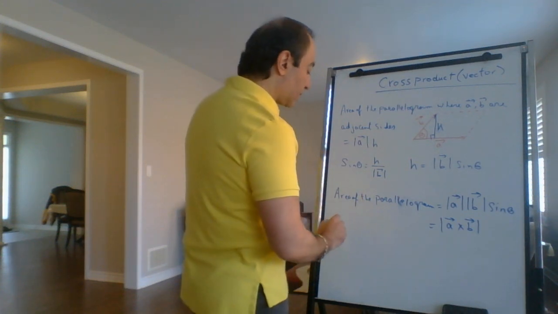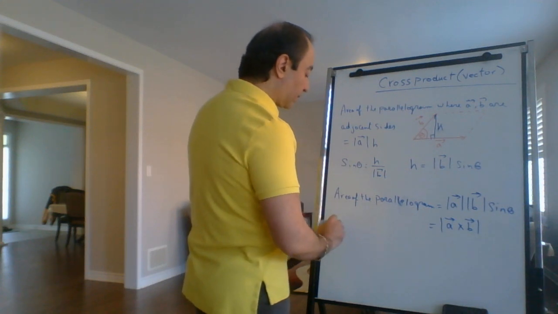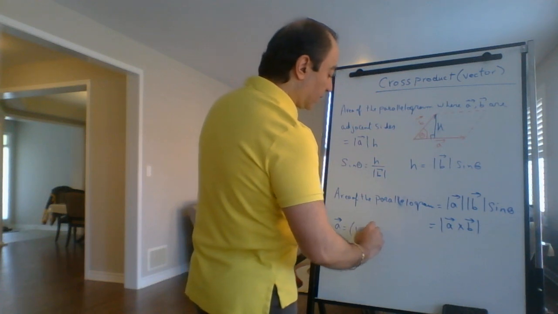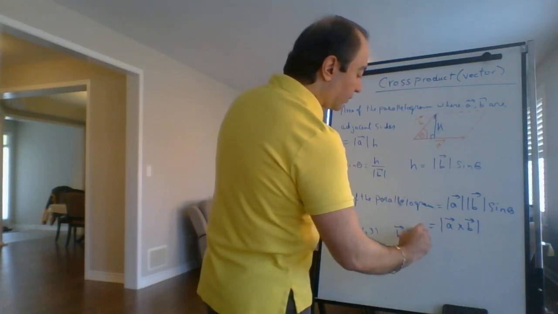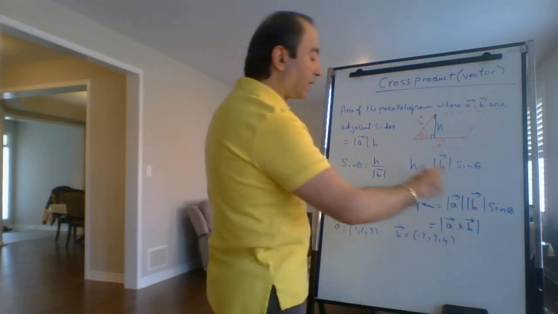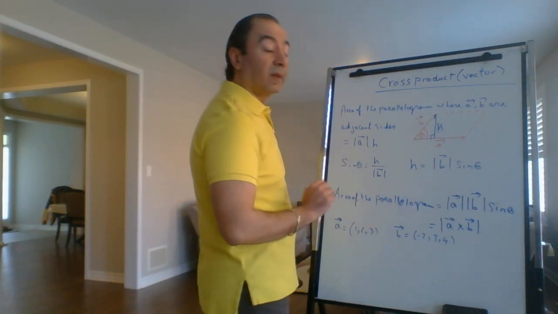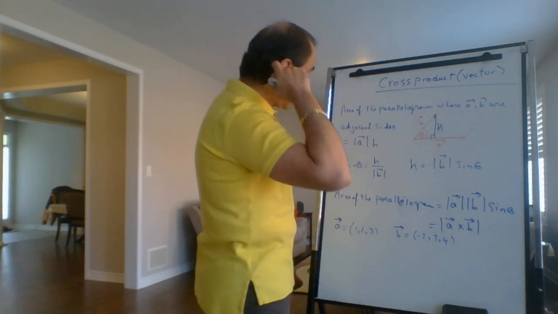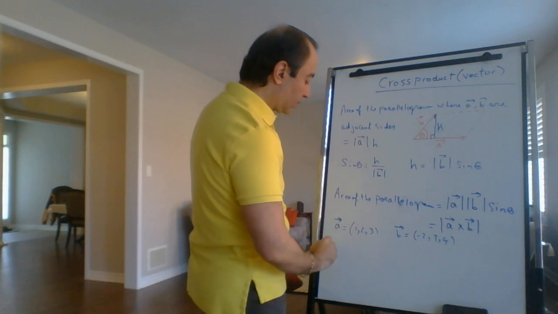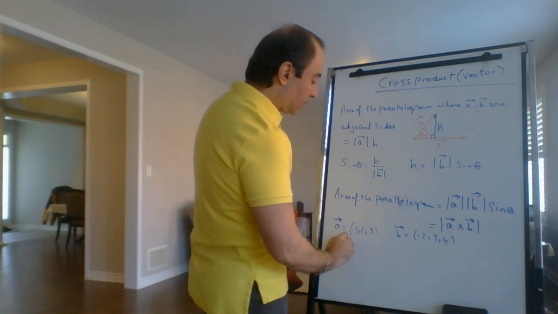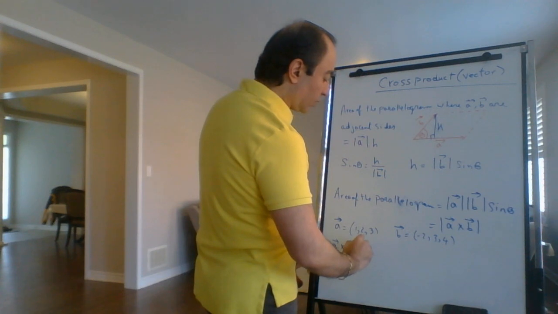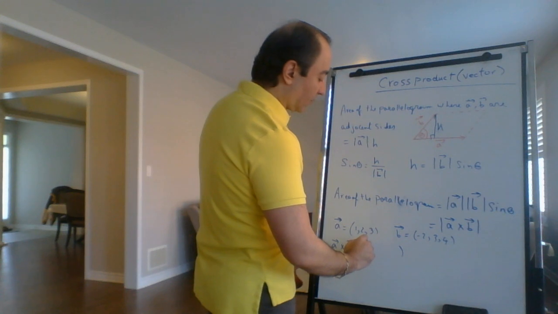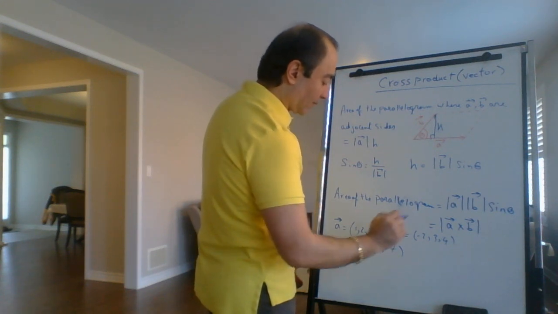Okay, so that means if I want to find the area of a parallelogram, let's say I give you vector A equal 1, 2, 3, and vector B equal negative 2, 3, and 4. Find the area of the parallelogram where A and B are adjacent vectors. All you need to do is A cross product B. This will give you a vector. Let's say, I don't know what it will be, but it will end up with a vector, anything, 5, 6, 7, whatever.